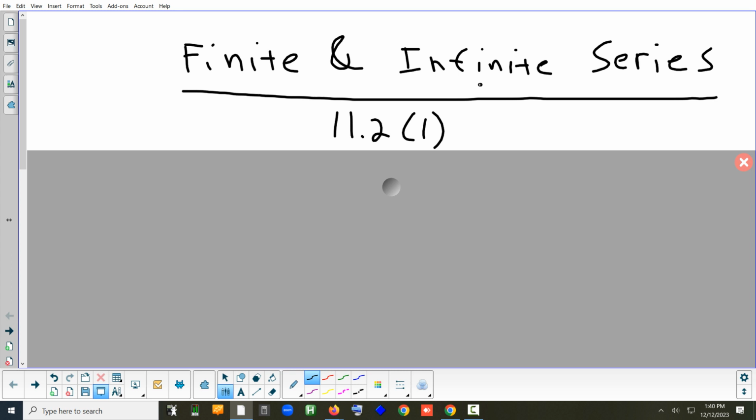It might seem kind of weird. How can you add up an infinite amount of numbers? Well, you can, depending on the numbers you're adding up. Depends.